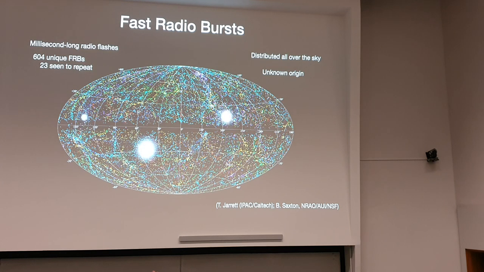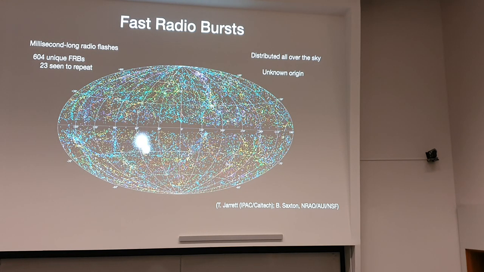The number is probably different now. There's a catalog online. You can go and check, and it gets updated every so often. Of these 604, only 23 were seen from exactly the same spot of the sky with the same, I won't get into the details, the same dispersion, as we call it, so we know it's the same kind of object or whatever that produces them.